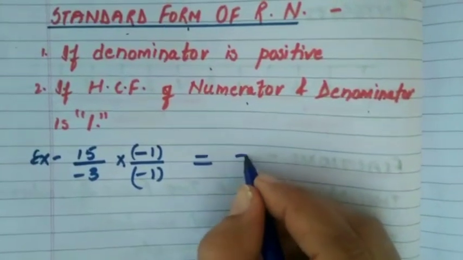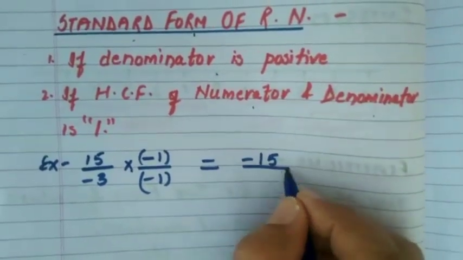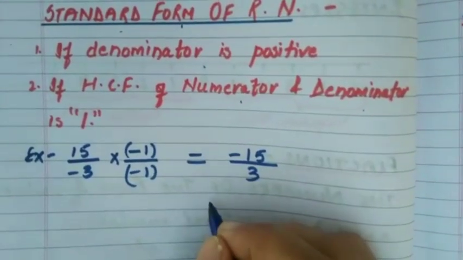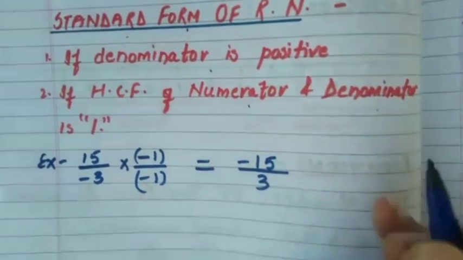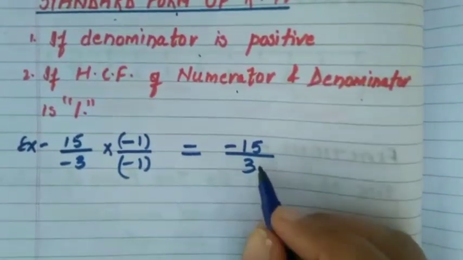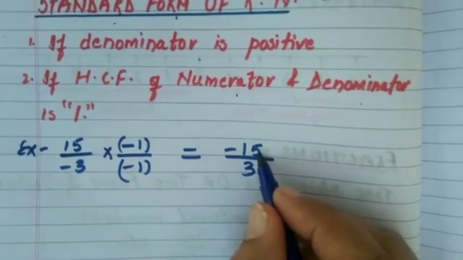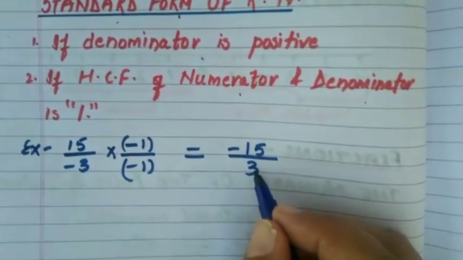So what we will get? We will get minus 15 upon 3. So this condition is done. Now what we will do? We will convert this minus 15 upon 3 in simplified form.